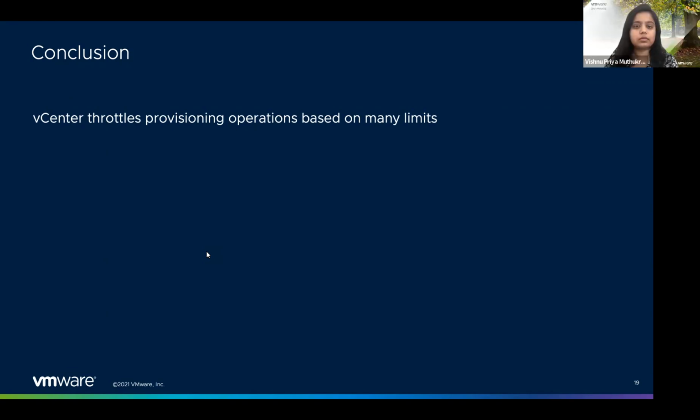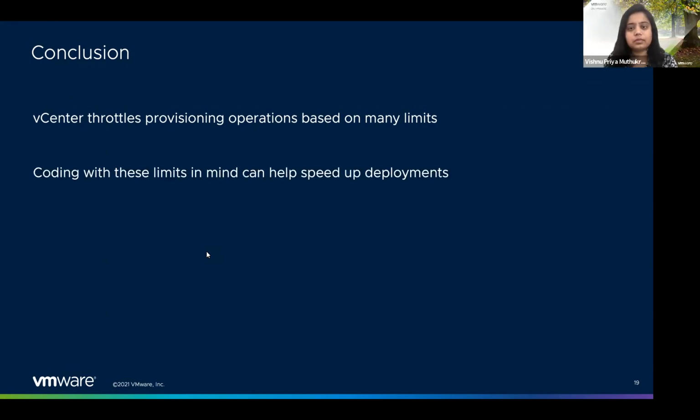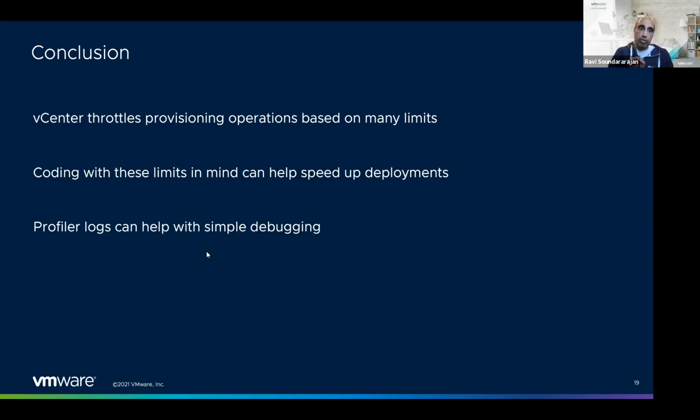And vCenter will throttle based on many of those limits. If you know about these limits, and hopefully this talk has taught you a little bit about that, it may help you in how you code your applications to take better advantage of them, not be throttled, not be slowed down by them. And if you have questions about whether you're hitting these limits, you can either use the UI for some simple debugging, or you may be able to use the profiler logs, as I've shown you here.